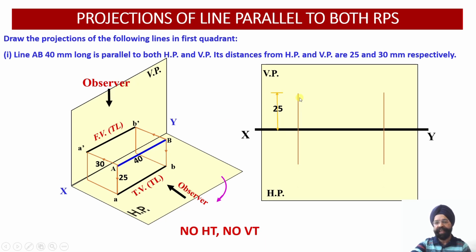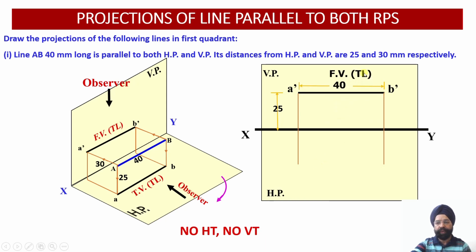This is my dimension line. These are my construction lines or projection lines. Now I need to draw this length of 40 millimeter because the projection a dash b dash happens to be 40 millimeter, situated 25 millimeter above the XY reference line. Similarly, when I want to draw the top view, you see this top view is 30 millimeter in front of the vertical plane. Anything which is in front of the vertical plane, when you rotate it downwards, will appear below the XY line. So this is my 40 millimeter.